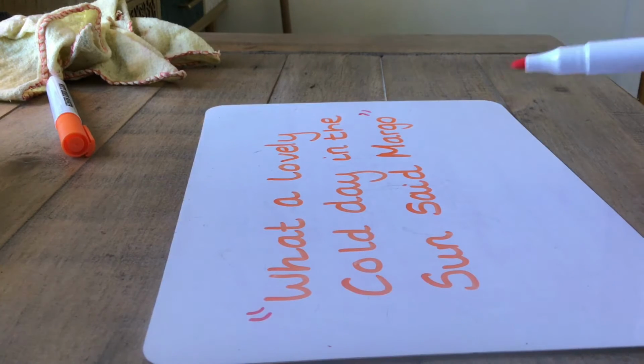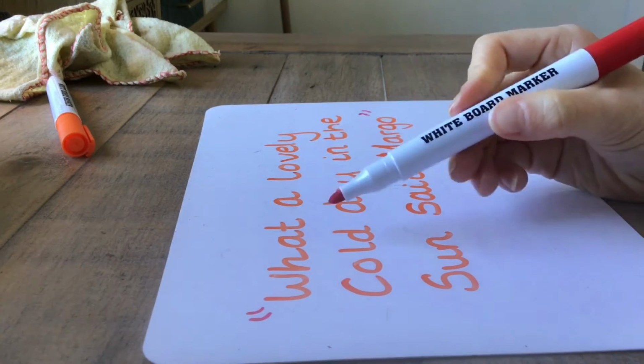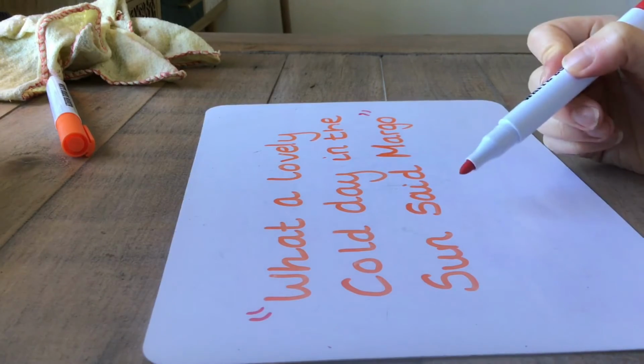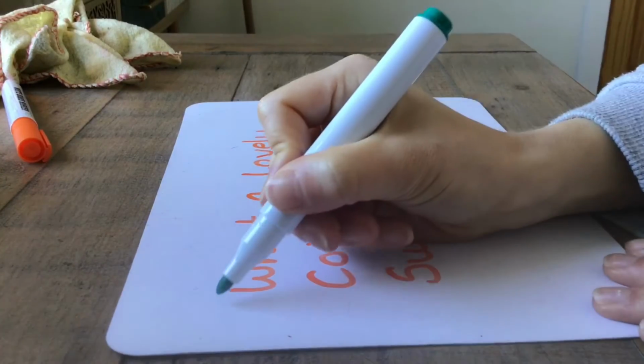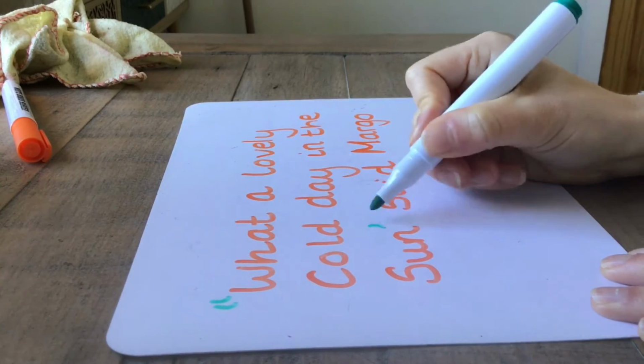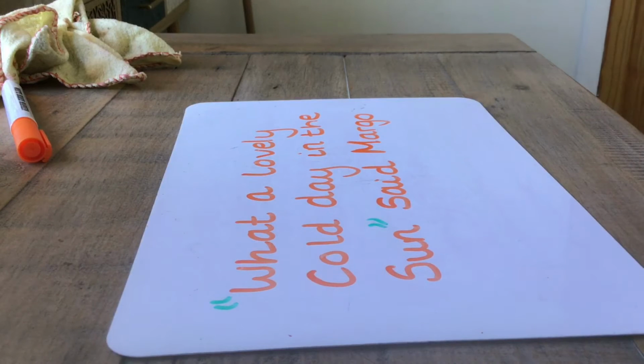"What a lovely cold day in the sun," said Margot. Now, the only part that Margot said was, what a lovely cold day in the sun. So, we would actually put the speech marks there, because that is the part that is spoken.